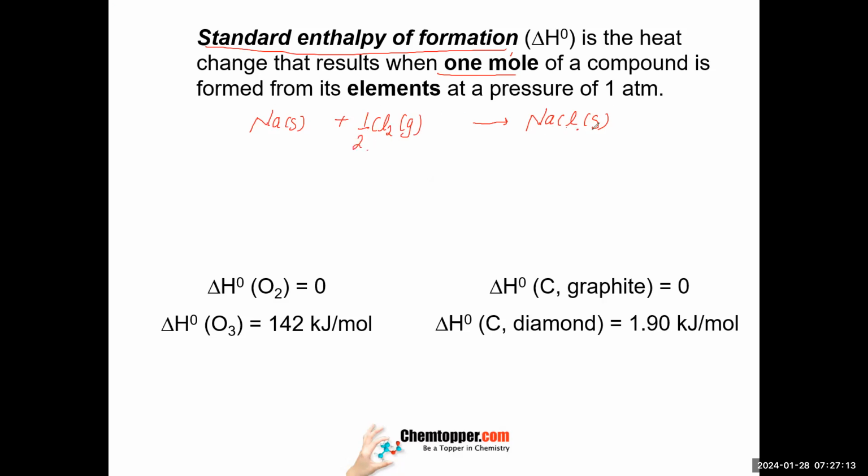When I write this reaction, whatever enthalpy change, heat change is there, that is called delta H naught of formation of this compound. And this will be given to you in the exam. Formation values will be given to you. You're getting it? Now somebody type calcium carbonate.